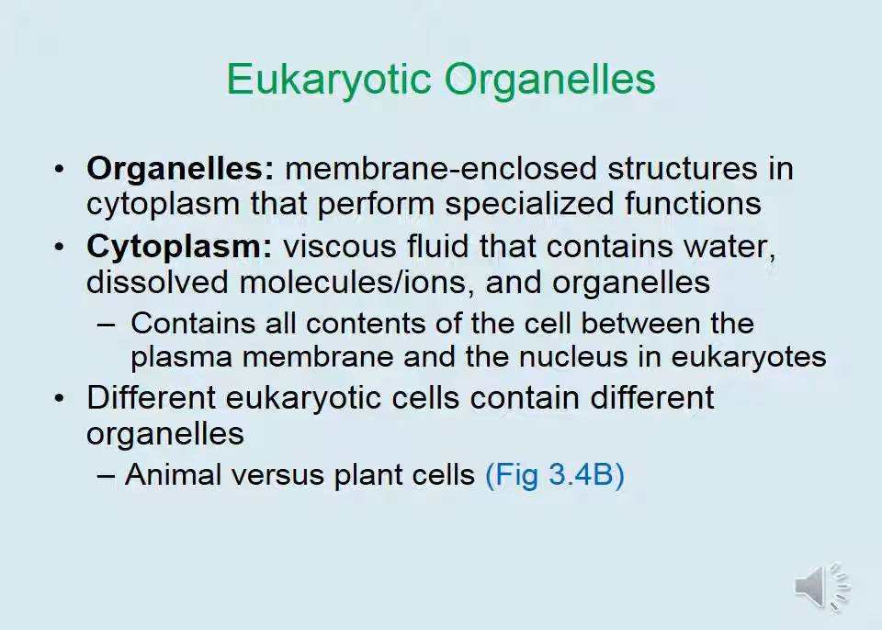We can also say that the cytoplasm contains all of the contents of the cell between the plasma membrane and the nucleus in eukaryotes. The nucleus contains the cell's DNA. We will discuss it more later. Different eukaryotic cells contain different organelles. For instance, animal versus plant cells have some differences in their organelles based on differences in cellular function.